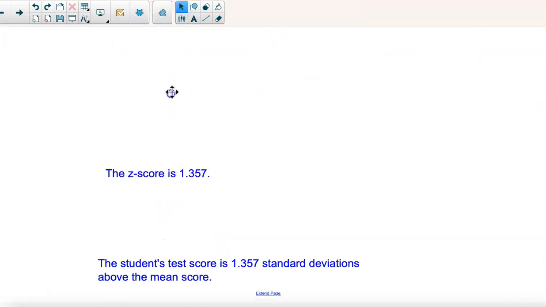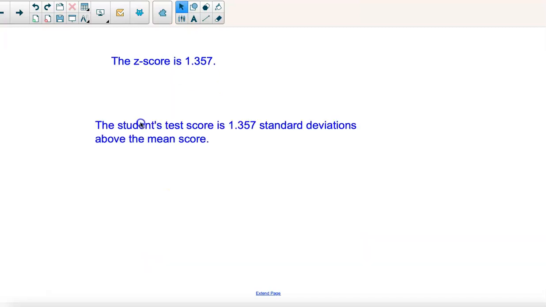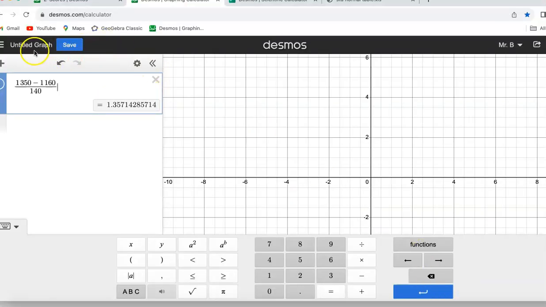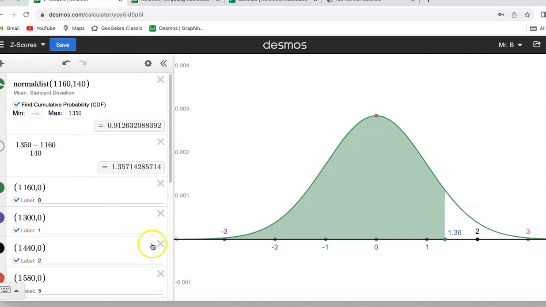And my statement is this. We observe that the z-score is 1.357 and the student's test score is 1.357 standard deviations above the mean score. Let us also see it up here. This is the one we are talking about, 1.36 rounded to 2 decimals, right? You have the mean 1160, standard deviation of 140. So these many students are behind that guy. If your score is 1350, your percentile is 91.